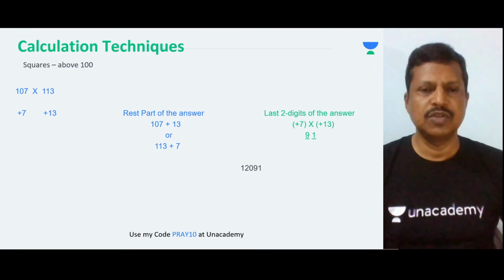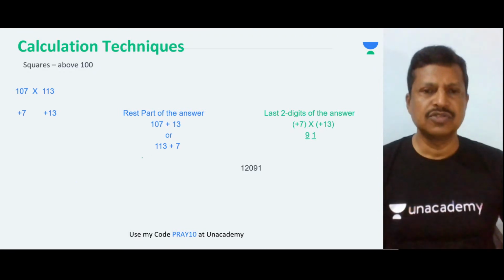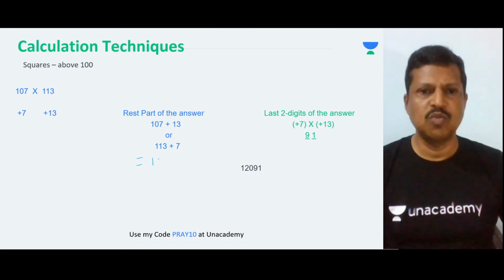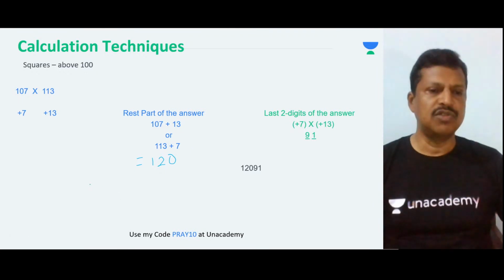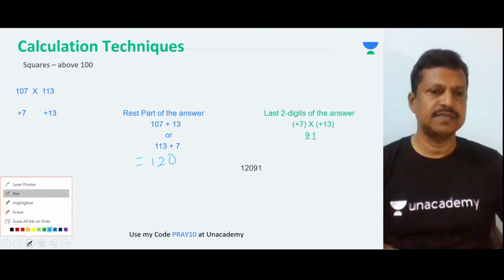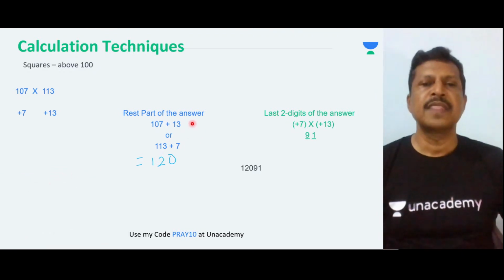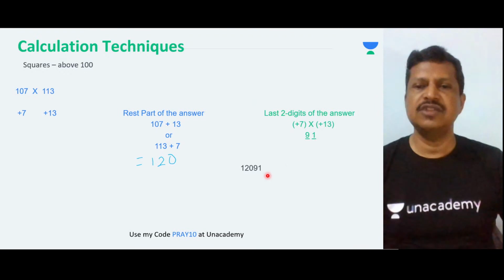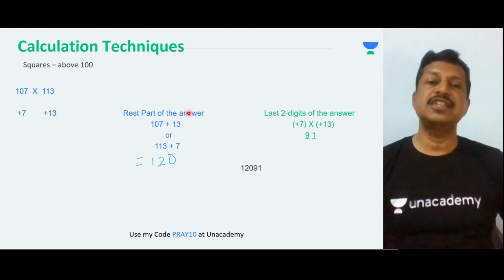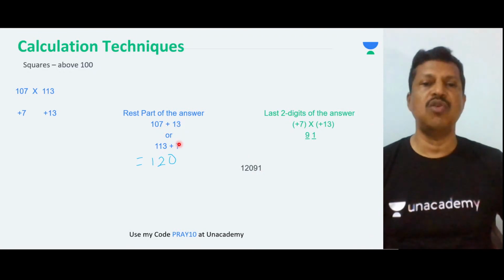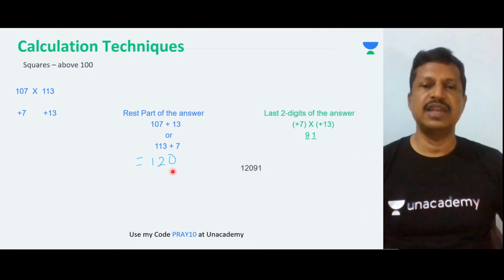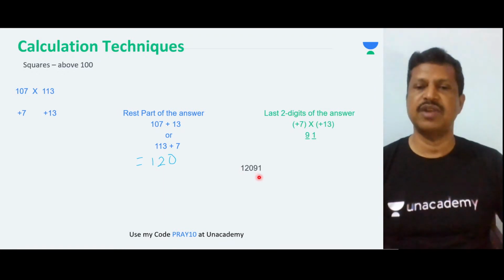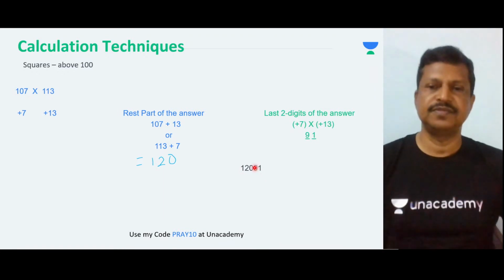So this gives you 120. Have a look at this. The last two digits of your answer are 91, so 91 is written over here. The rest part of the answer is 107 plus 13 or 113 plus 7, and it's nothing but 120. So what is the final answer? The final answer comes out to be 120, 91. So 12091. I hope this part is clear to all of you. Simple enough.